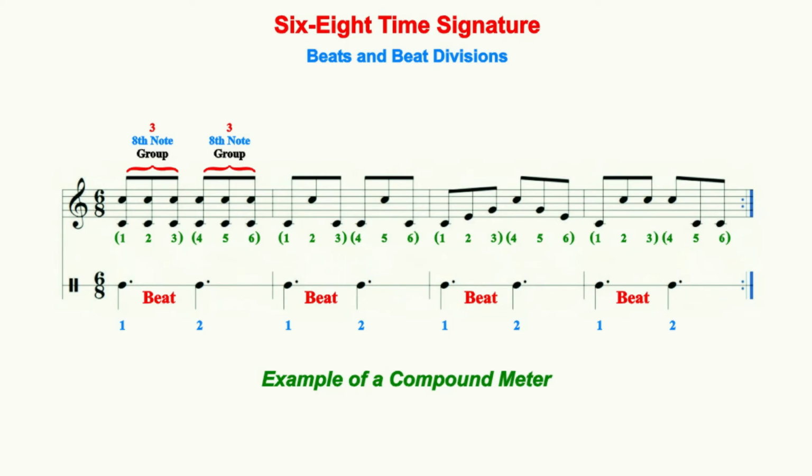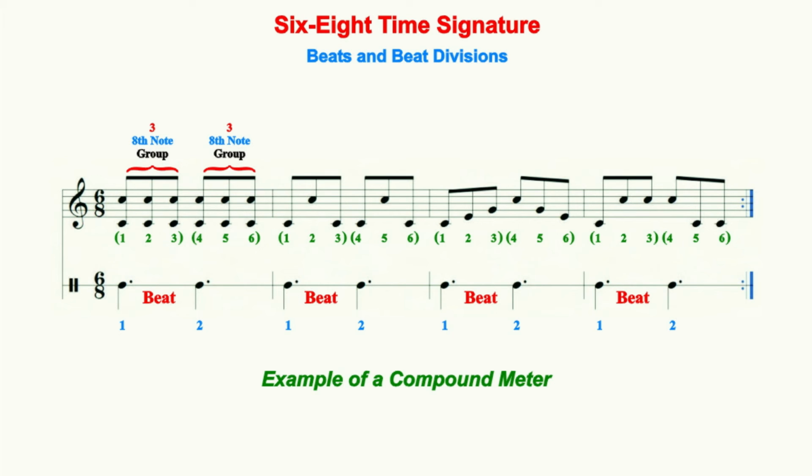The first thing we notice is that the underlying beat pattern is not 6 beats per measure, but 2 beats per measure. The second thing we notice is that each beat has been divided into sets of 3 rather than sets of 2 or 4. This means that each beat has a value of a dotted quarter note.